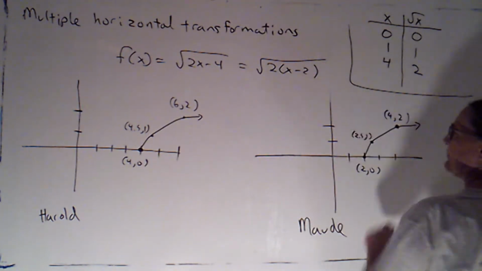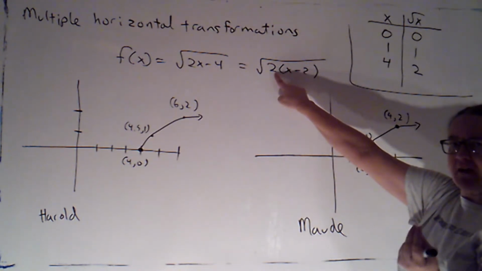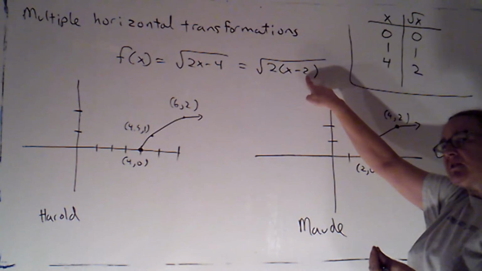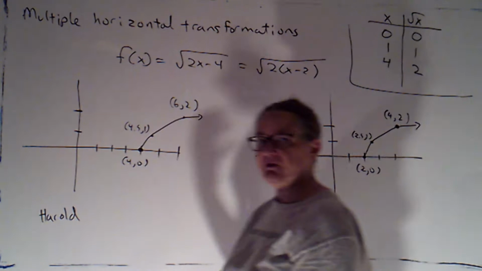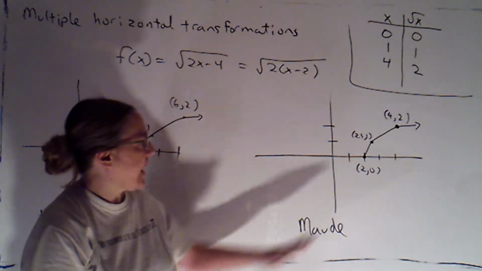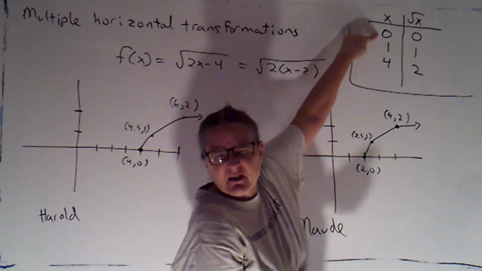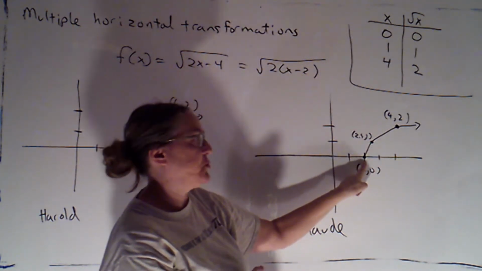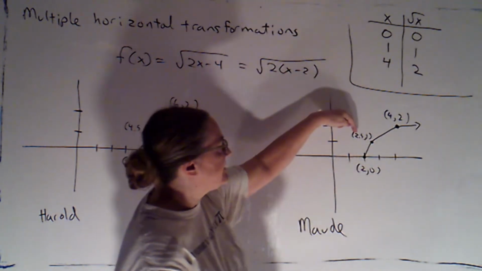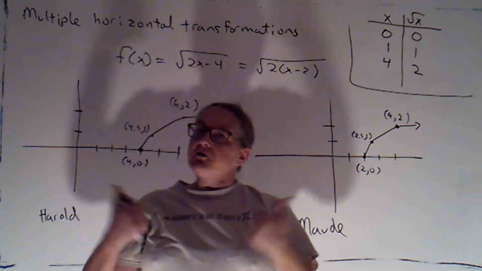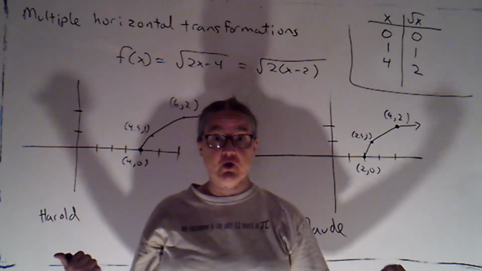Maud looked at this version and said, that's multiplying by 2. That's going to shrink things by 1/2. Subtracting 2 is going to shift things to the right 2. So she did a horizontal shrink and then shifted to the right 2. And she got this graph. Notice with this x value, if you shrink it by 1/2, it's still 0. If you add 2, that's going to put us at 2, 0. If you shrink this by 1/2, it's 1/2. If you add 2, that's going to take us to 2.5. So they got 2 different graphs, and only one of them is correct.